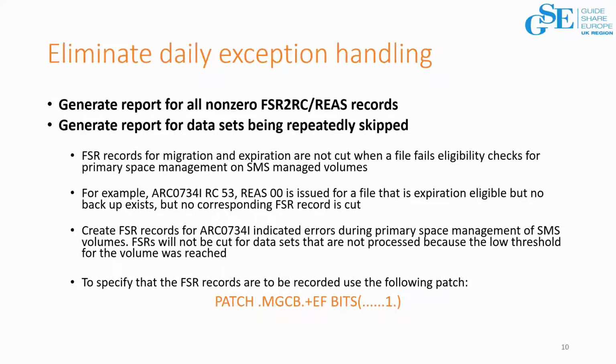And by default, FSR records are not written when data sets fail space management eligibility checks. An example of this is when a data set is expiration eligible, but no backup of the data set exists. In this case, an ARC 734I message would be issued. So you can specify that FSR records should be created for these 734I errors during primary space management, and you would issue the patch on this slide to do that. And this will allow you to generate a report for these cases and then take action as you need to.